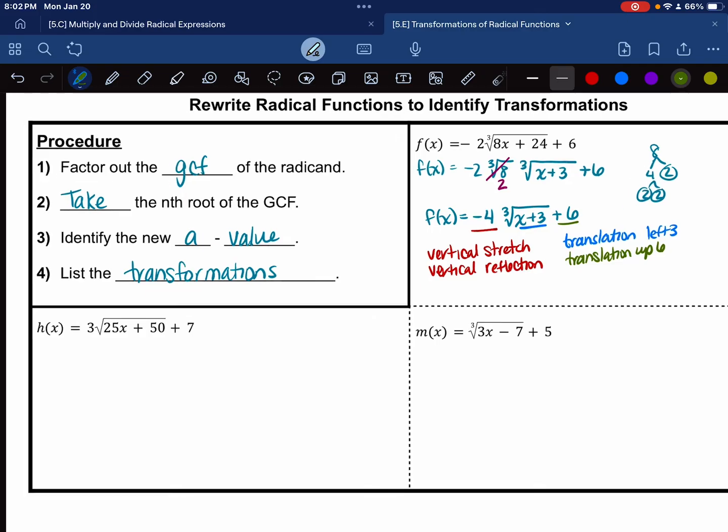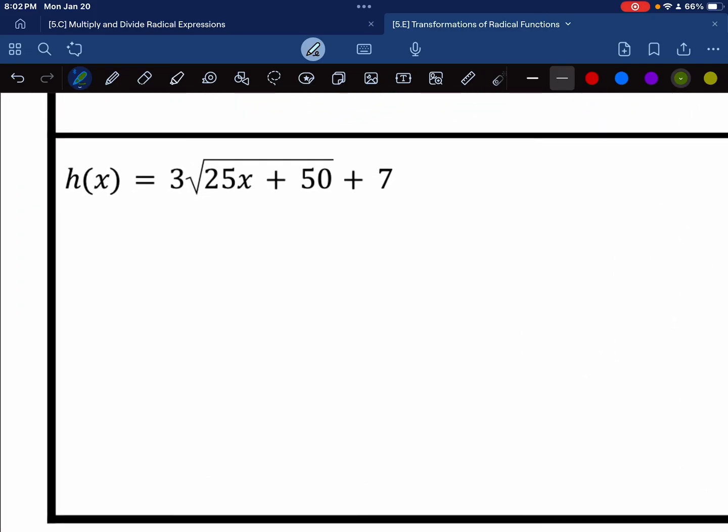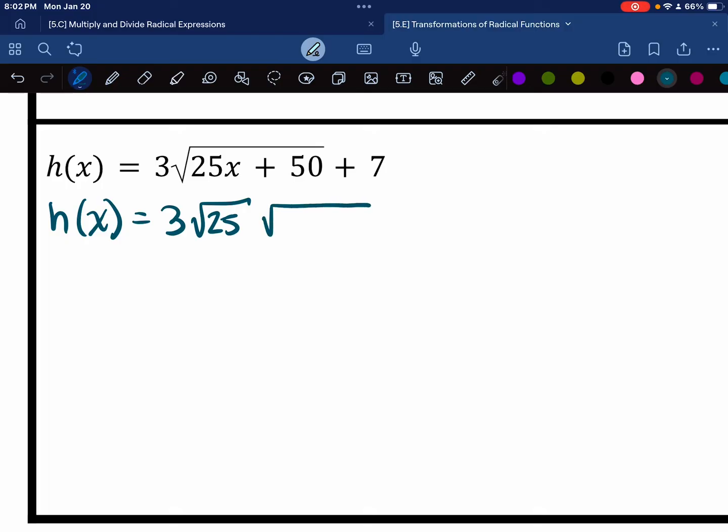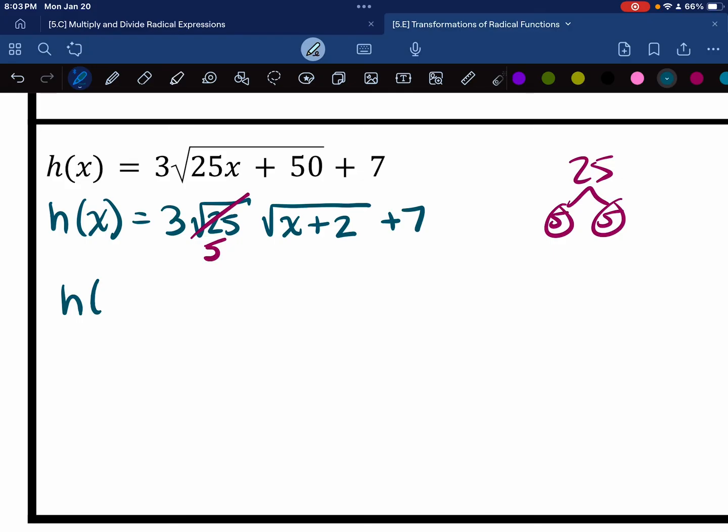All right, I'm going to do it just a couple more times here. This one's a square root instead of a cube root, but the process is still the same. So I start by taking the number that's in front of the x, and I divide it out. Now I do it to the 50 also. So 50 divided by 25 is 2. Now 25 is 5 times 5, and so I'm going to multiply that by the 3 that's already in front. So 3 times 5 is 15.